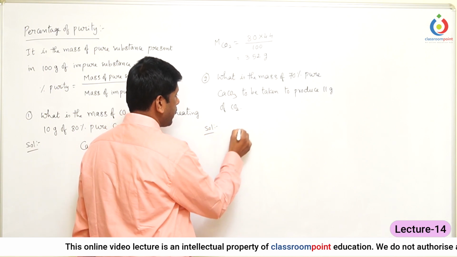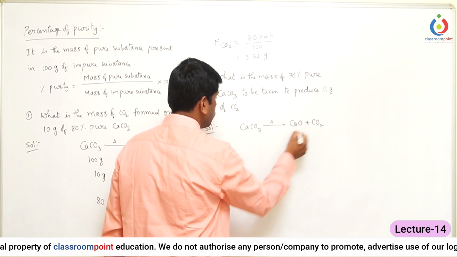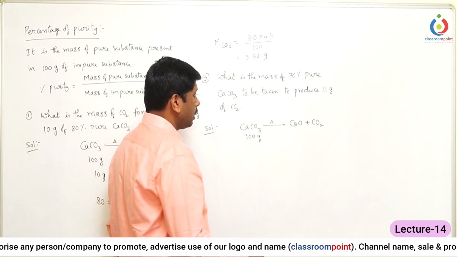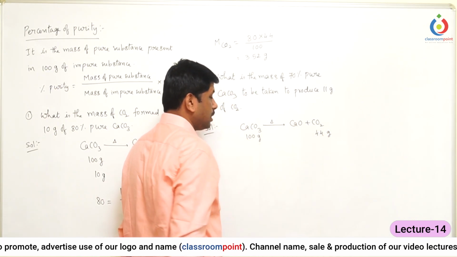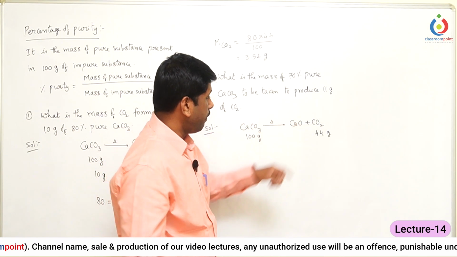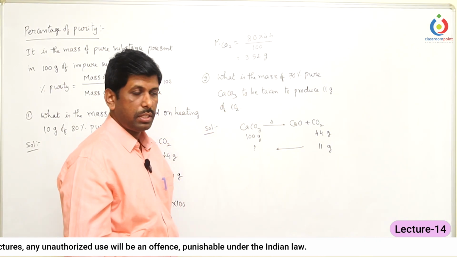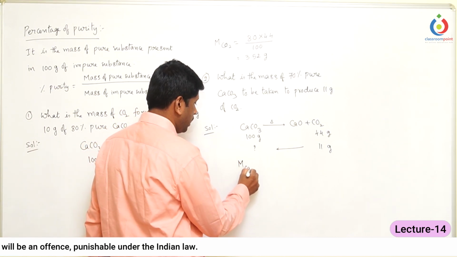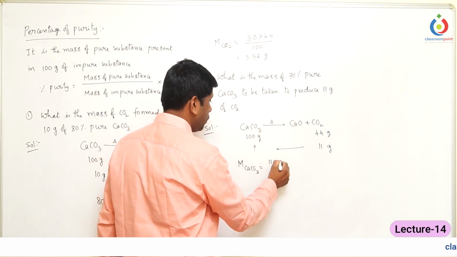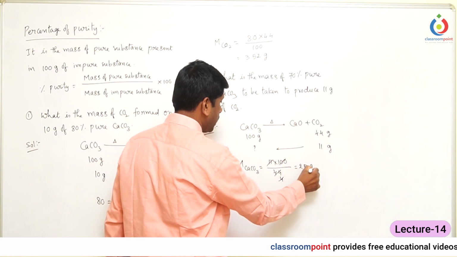So the solution for this is, again write down the balanced equation. CaCO3 on heating gives CaO plus CO2. As usual, molecular mass 100 grams of the CaCO3 gives 44 grams of CO2. Then 11 grams of carbon dioxide would form from how much mass of the CaCO3? So mass of CaCO3 required to create the 11 grams is, by cross multiplication, 11 into 100 divided by 44, 44 goes 4 times, which is equal to 25 grams required.